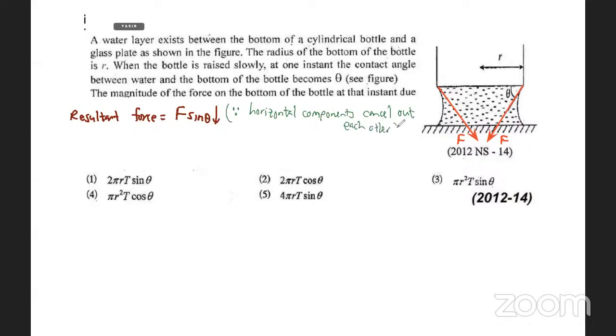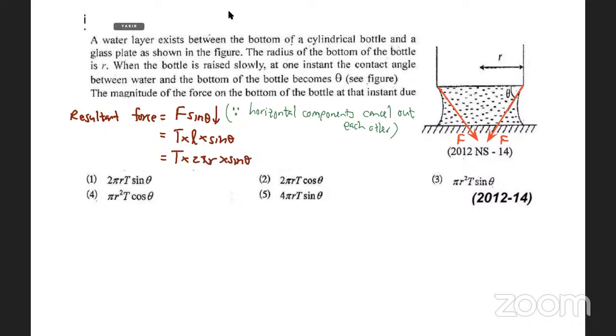All right, good. So people, then tell me the equation. For F, what should we substitute? For F, we have to put surface tension into the length along which the force is acting into sine theta. And for length, what should I put? Just like the previous questions, here this is a bottle, a cylindrical bottom. So 2 pi r is the length, into sine theta.